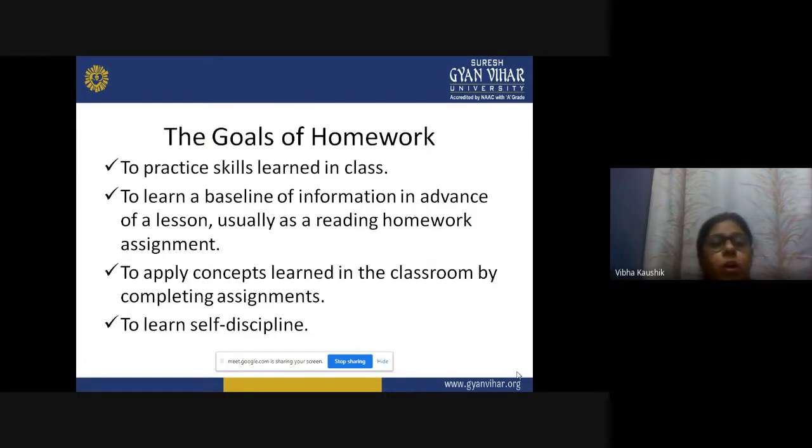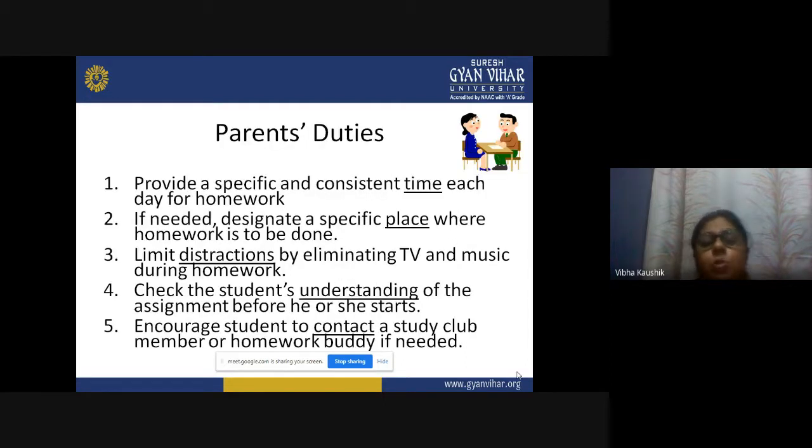Now, the goal of homework: to practice skills learned in class. What are the different skills that they have learned in the class? To learn a baseline of information in advance of a lesson, usually as a reading homework assignment. To apply concepts learned in the classroom, you have to apply the concepts that you have learned in the classroom by completing the assignments that were given to you. To learn self-discipline, you will be able to learn the concept of self-discipline.